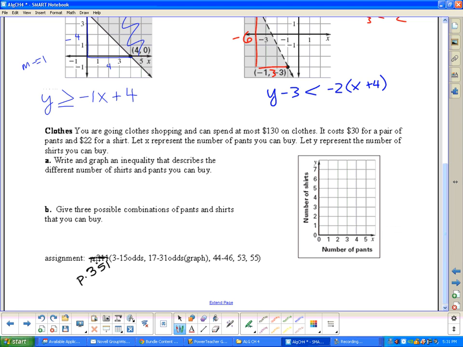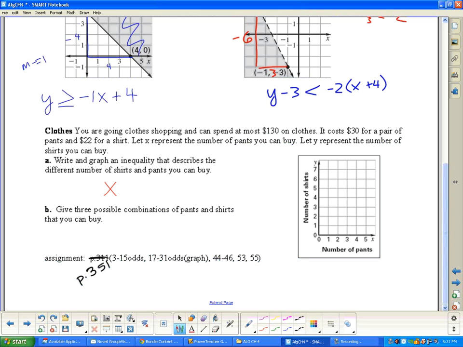So here's the way you do this. Well, if we have X represent, what did it say? Let X represent the number of pants you can buy. Well, for a pair of pants, it costs $30. So for every X I get, it's $30, so it's going to be 30X. So if I buy one pair of pants, it's $30. 2 pairs of pants, it's going to be 30 times 2 would be $60.